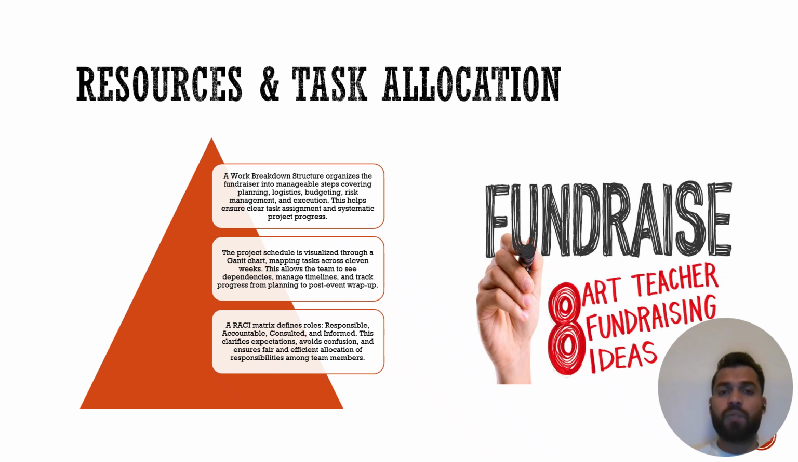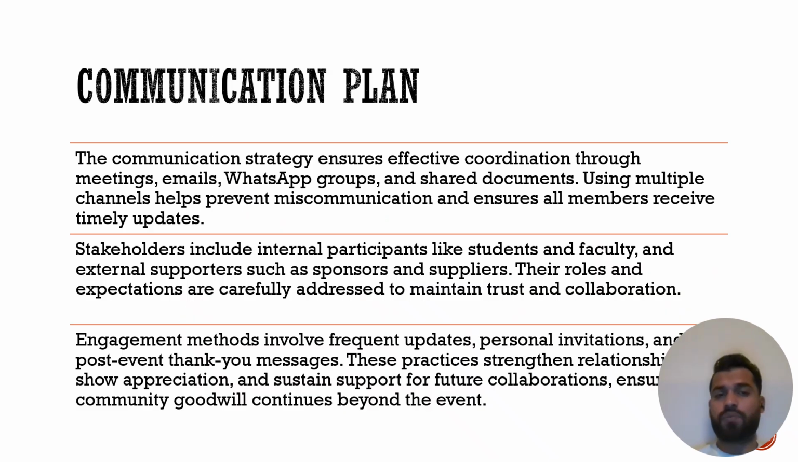This chart helped me plan the order of tasks and how long each will take. Finally, I used a RACI matrix to clearly show who is responsible, accountable, consulted or informed for each task. This keeps everyone on the same page and makes sure the work is shared fairly. Overall, this section helped the project run smoothly and stay on track. The next is about the communication plan.